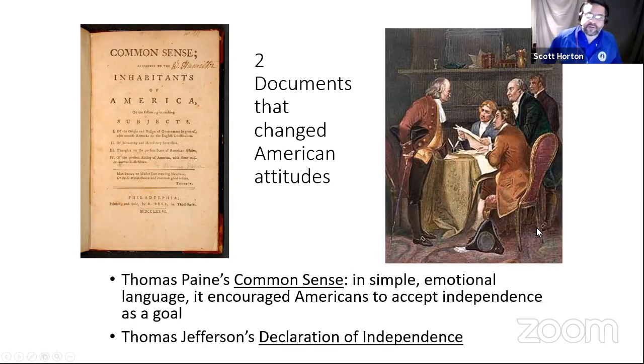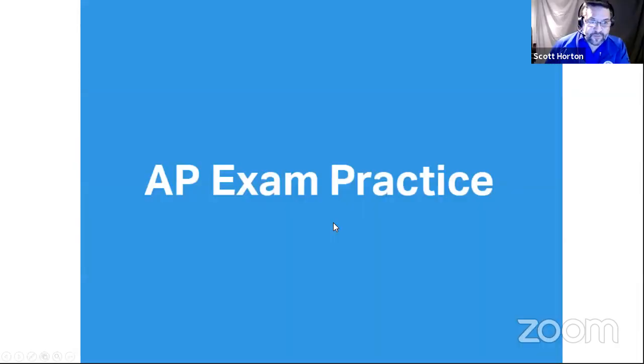So we're going to look very quickly at two excerpts from important documents from that period. So the first one is from the original Thomas Paine. Common Sense is his document.